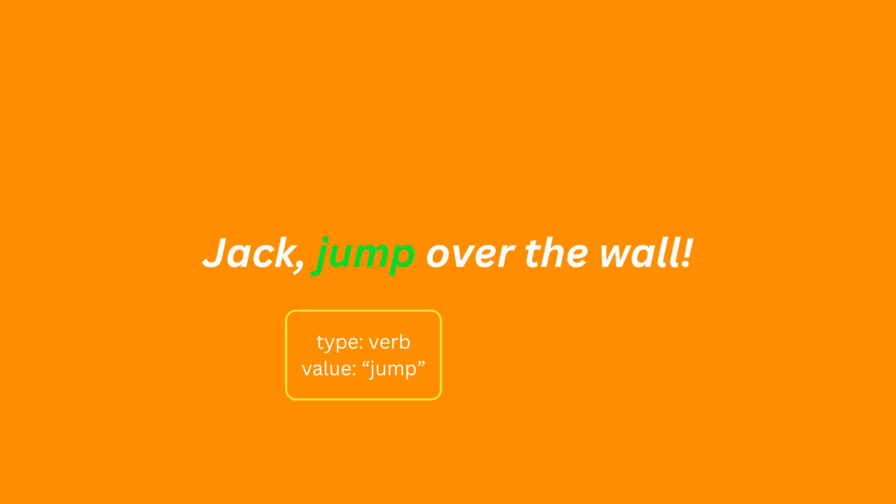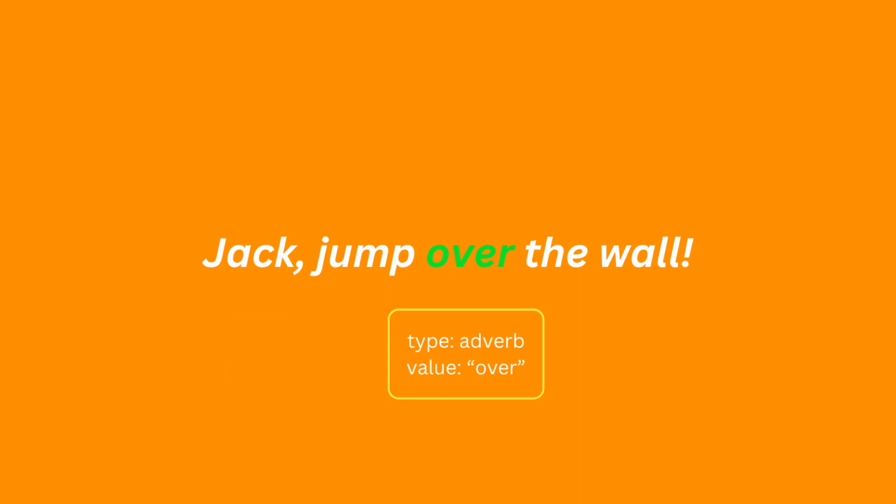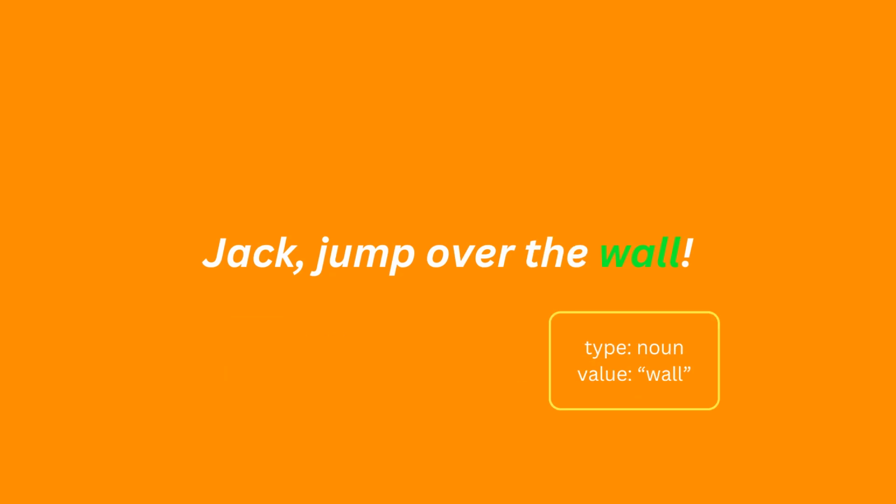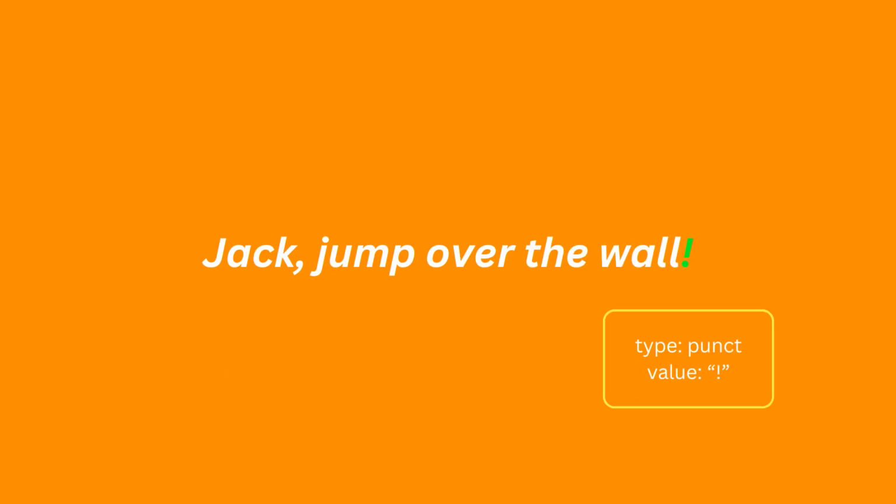And so the token would be the entire word Jack. So we might create a token object with the type of noun and a value of Jack. The next token would be the comma. It's punctuation, so we would create a punctuation token for this. The next token would be jump, which could be a verb token. The next one is over, which is an adverb token. The, a definite article token. Wall, a noun token. And the last token would be the exclamation mark. It's another punctuation token. So that's how you might tokenize that sentence.